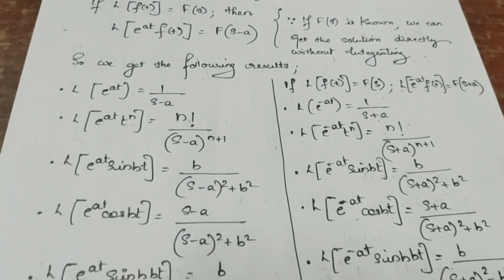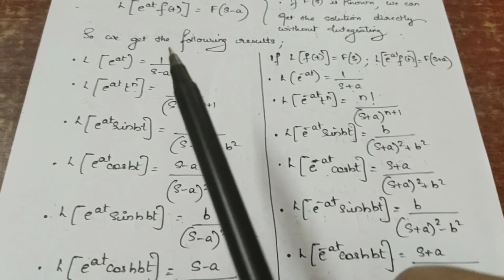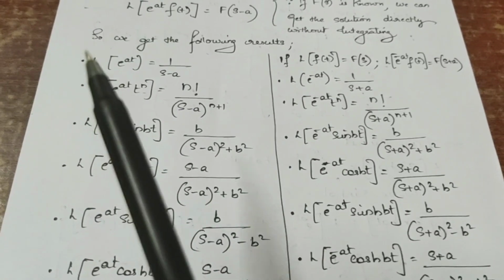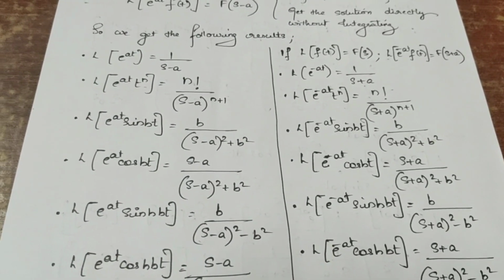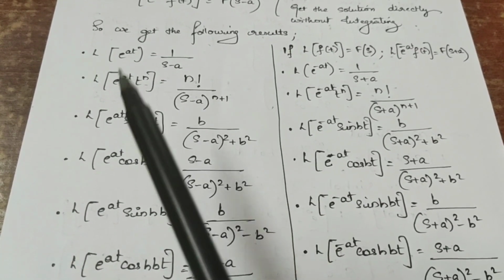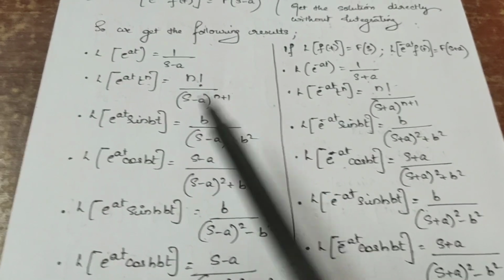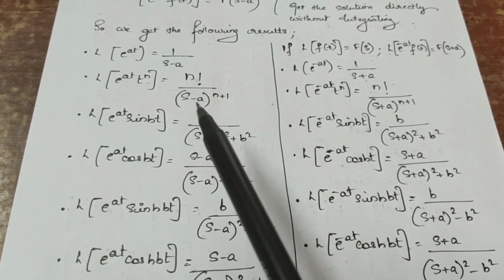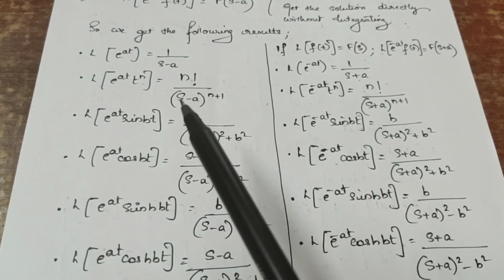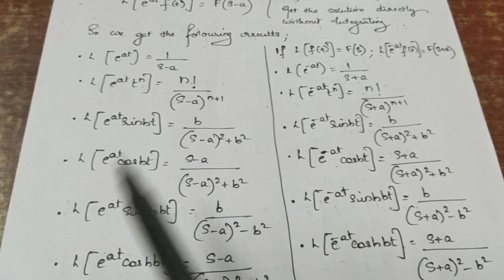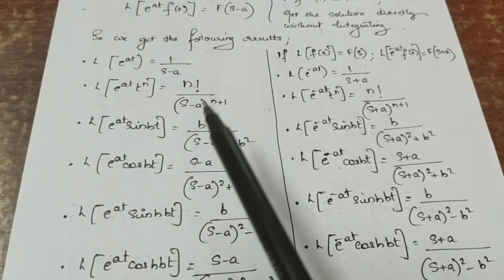So we get the following results. See, Laplace of e raised to at is 1 by s minus a. We all know that. So Laplace of t raised to n, what was Laplace of t raised to n? n factorial by s raised to n plus 1. So if we have Laplace of e raised to at t raised to n, what we have to do is that we just have to put s minus a instead of s. So it becomes n factorial by s minus a raised to n plus 1. So it is actually the same with s minus a instead of s.